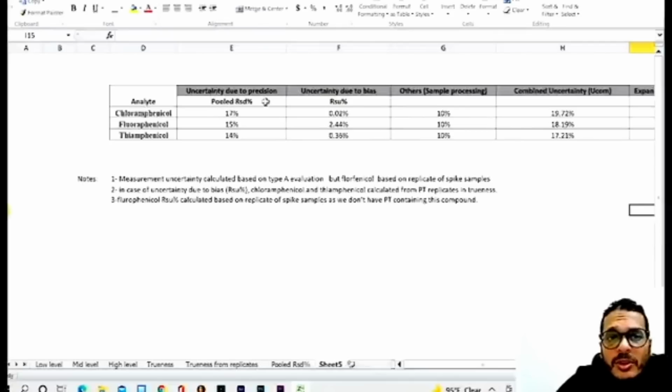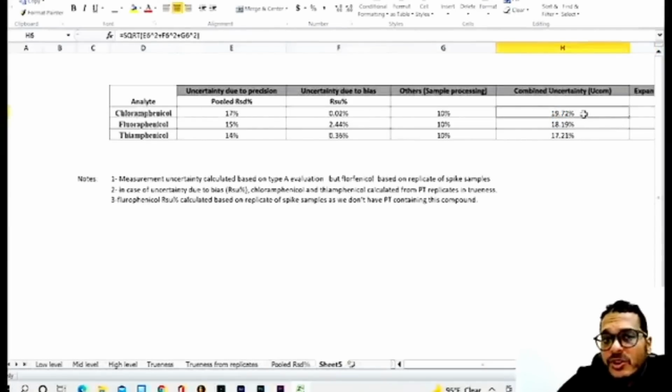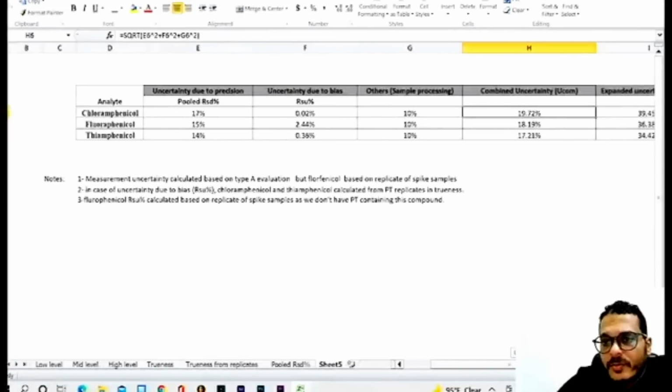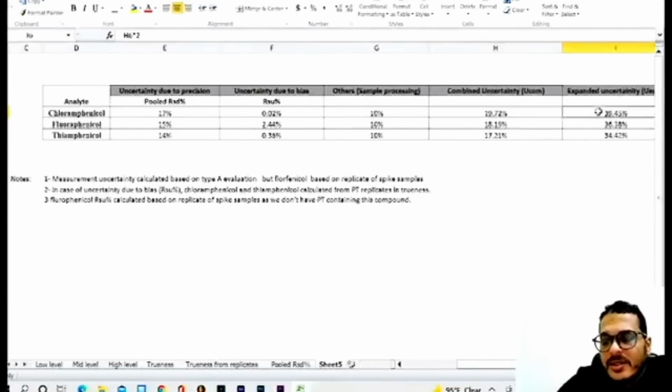So I got the pooled relative standard deviation for chloramphenicol, fluorophenols, thiamethnicol: 17%, 15%, 14%, and the relative standard uncertainty 0.02%, 2.44%, 0.36%. Then I calculated the combined uncertainty for each one of them, which is the square root of the sum of all of them, and here the expanded uncertainty, which is the combined uncertainty multiplied by 2.